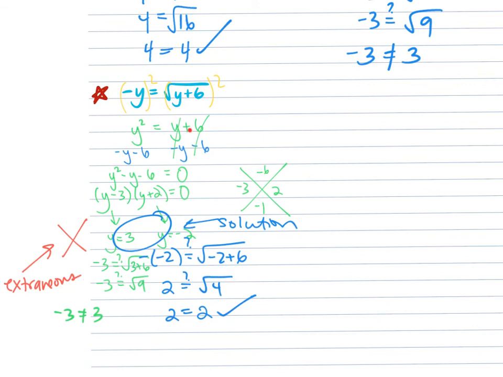So here when we squared both sides, we got y plus 6 equals y squared. So we subtracted the y, subtracted the 6, did some factoring, and then got our two solutions. Found that this one was extraneous because when you plugged in 3, you got negative 3, and you cannot have a square root that equals a negative number. And negative 2 worked. So that was our solution.